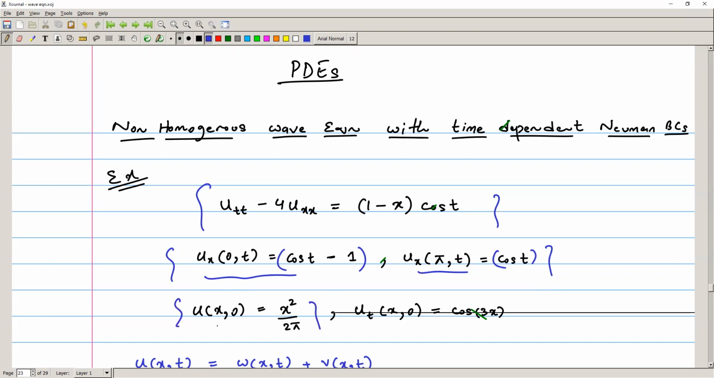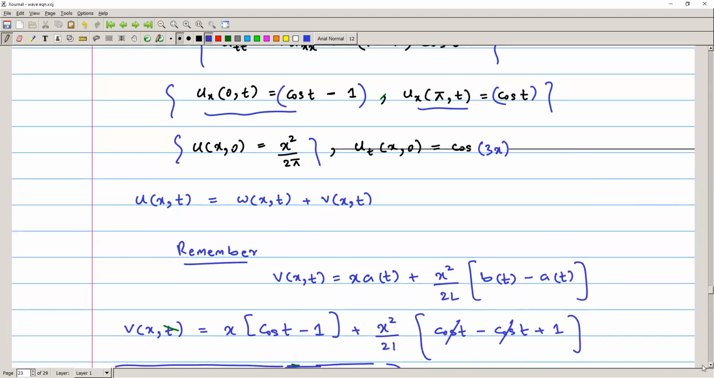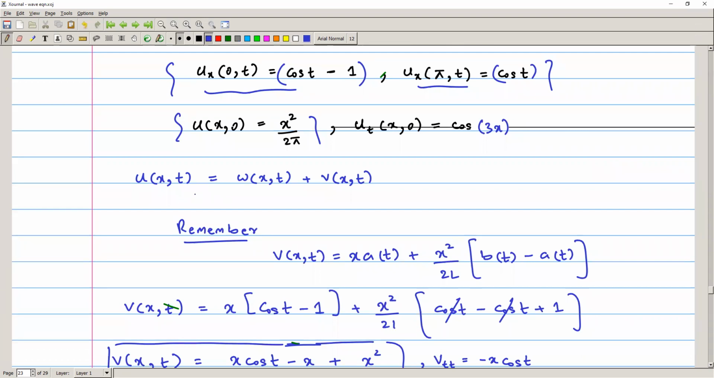that is u(x,0) equals x squared over 2 pi and u_t(x,0) equals cosine 3x. All right, so in order to solve this problem, first of all, we know that for these types of problems we generally have two solutions, and then by using the principle of superposition we get the particular solution for the problem. Therefore we will split the problem into two parts.